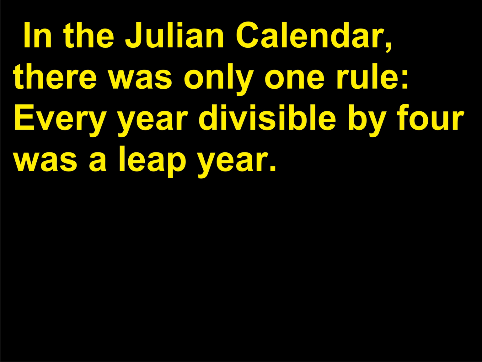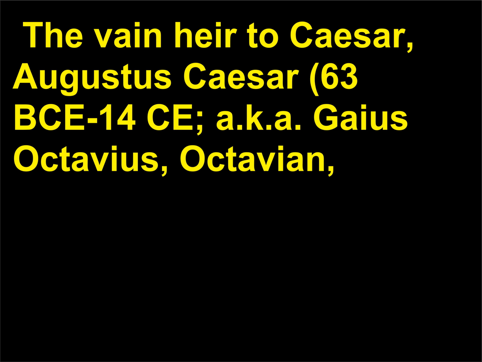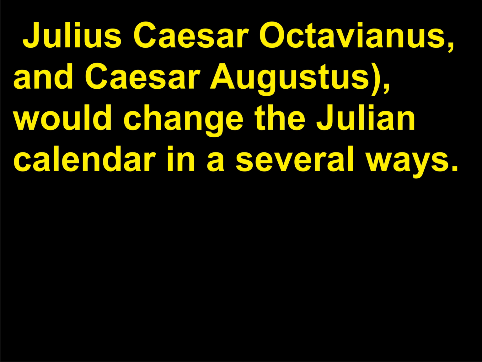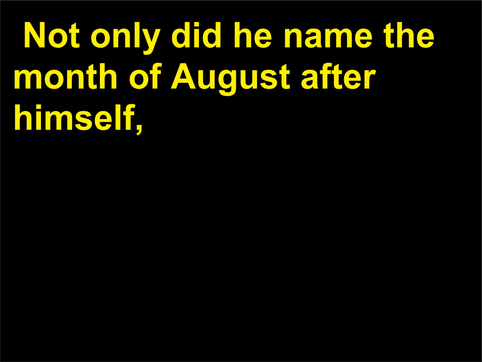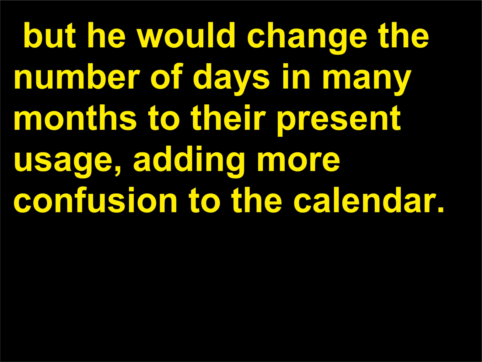In the Julian calendar, there was only one rule: every year divisible by 4 was a leap year. The vain heir to Caesar, Augustus Caesar, 63 BCE to 14 CE, aka Gaius Octavius, Octavian, Julius Caesar Octavianus, and Caesar Augustus, would change the Julian calendar in several ways. Not only did he name the month of August after himself, but he would change the number of days in many months to their present usage, adding more confusion to the calendar.